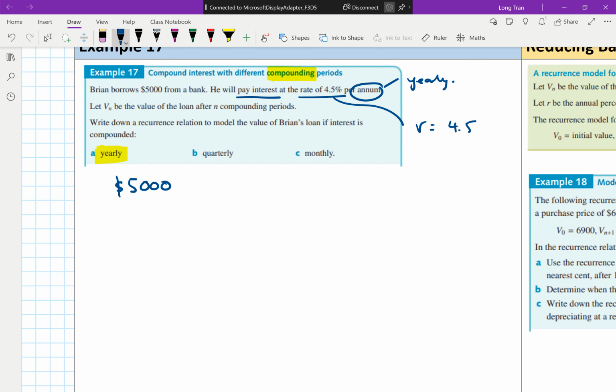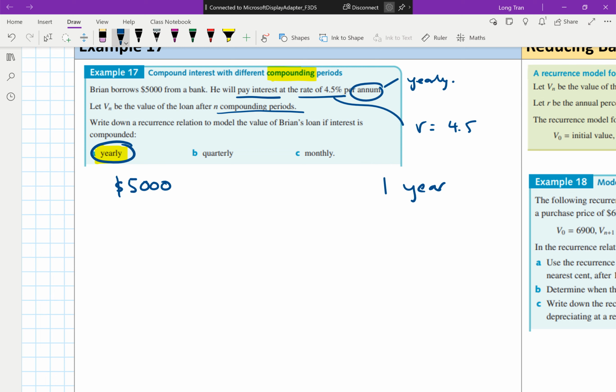So here we go. Let Vn be the value of the loan after n compounding periods. So that means in 1 year, if you only get compounded yearly, how many times does the price change, or how many times does it go up?